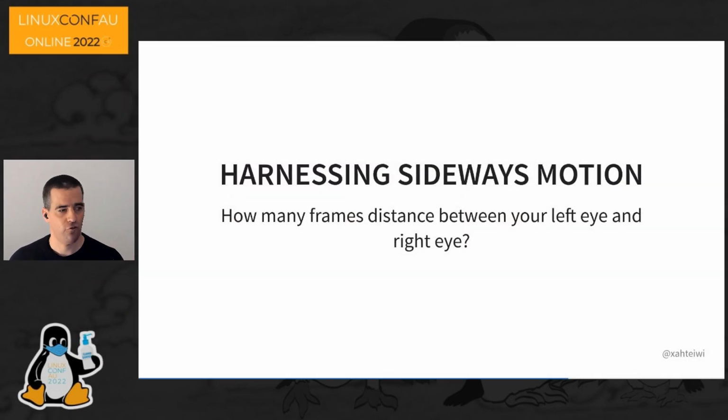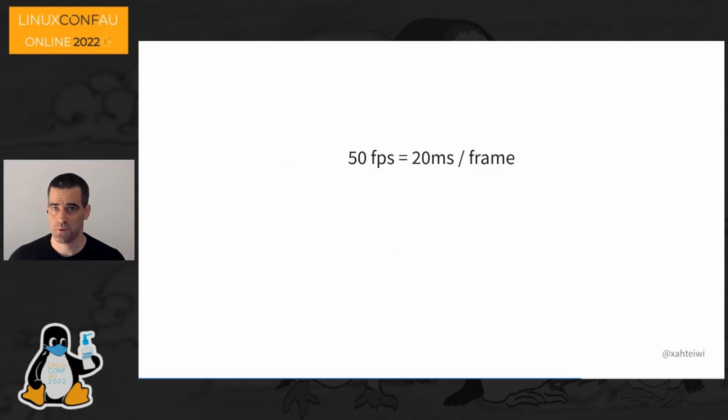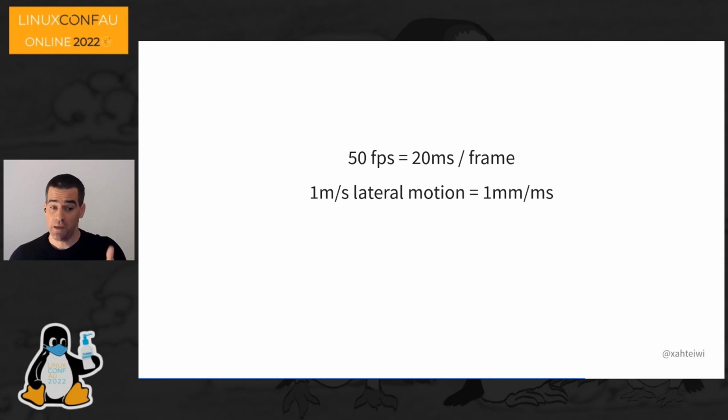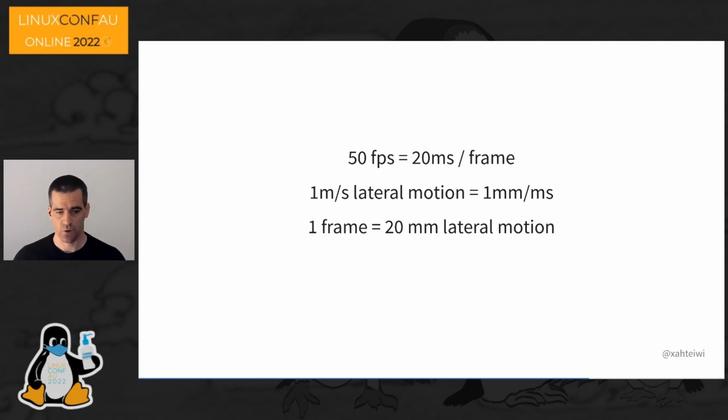So how do we do that? How do we harness sideways motion for a 3D effect? There's a little bit of very simple maths that we need to do for that. Suppose that we're shooting video at 50 frames per second. That means that every frame is 20 milliseconds in duration. So if we're moving perpendicular to the direction of view, so the camera's pointed this way, we're moving that way, and we're doing that at even 1 meter per second, which is roughly the speed of a leisurely walk, that also means that we're moving at 1 millimeter per millisecond. So one frame covers about 20 millimeters in sideways motion.